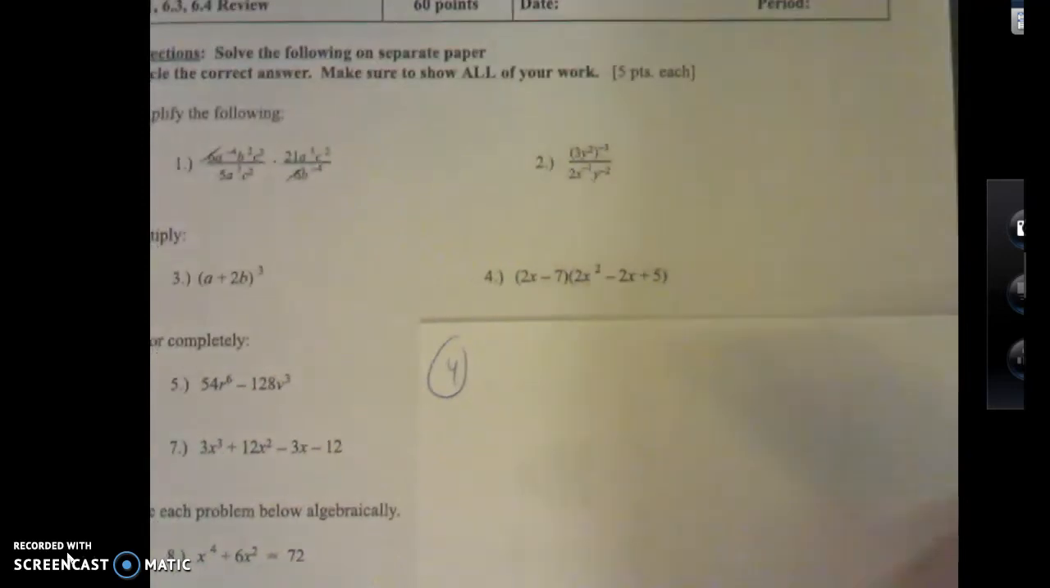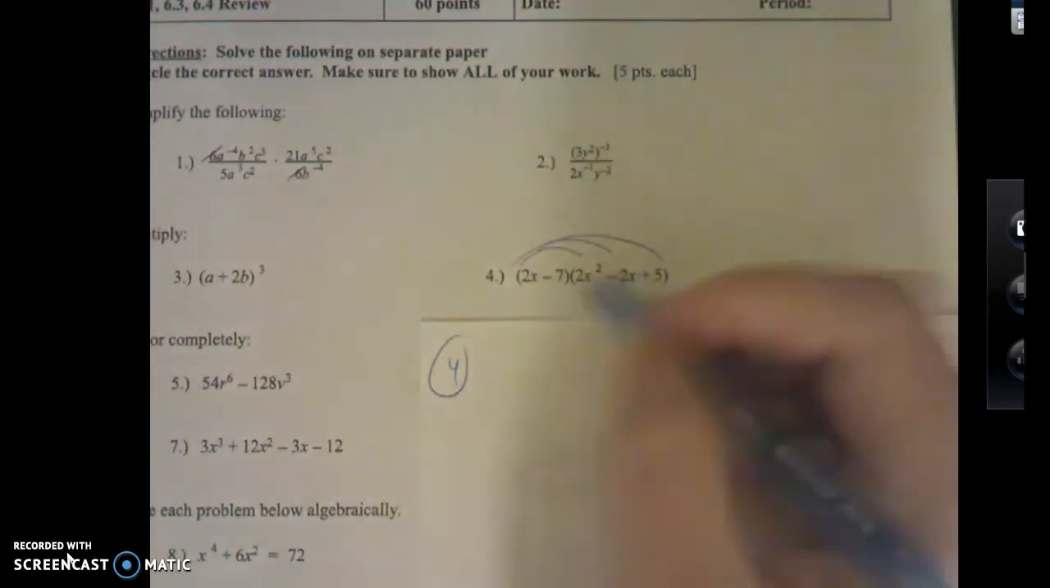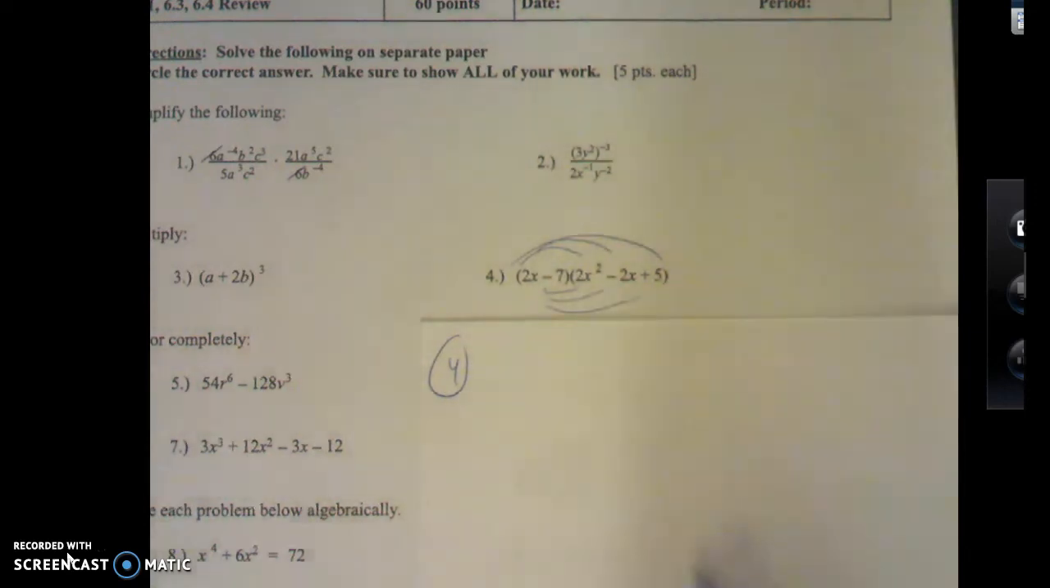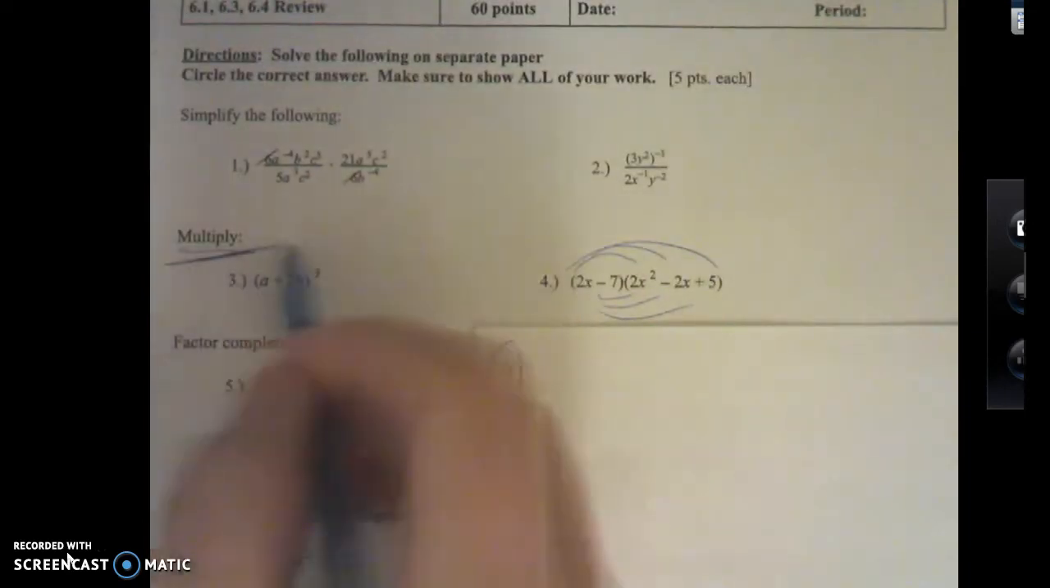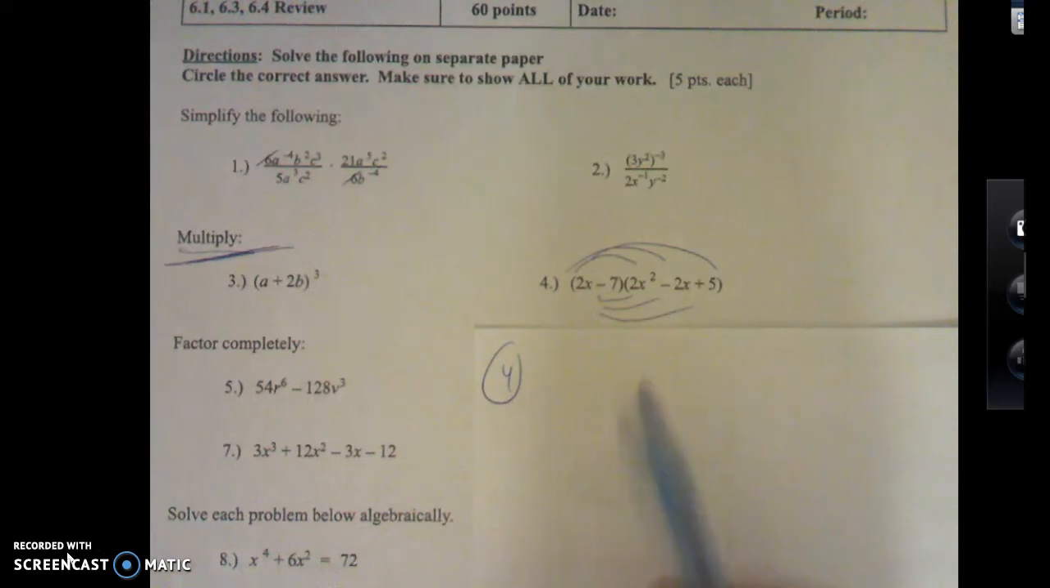So I'm doing the same thing here. This 2x, you're multiplying to all 3 terms. This -7, you're multiplying to all 3 terms. How do I know that? Directions. Use directions to your advantage.